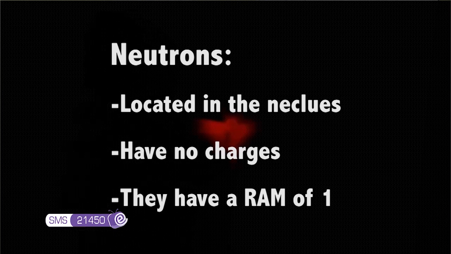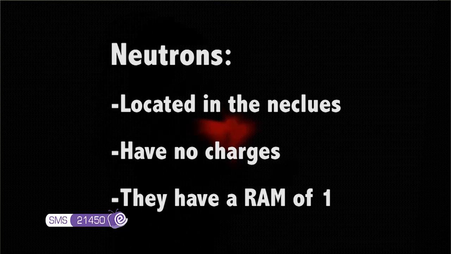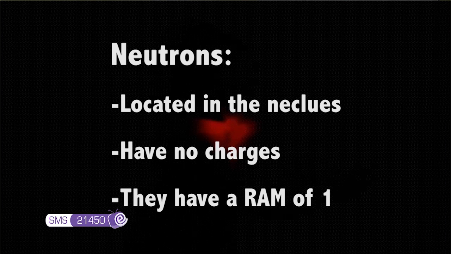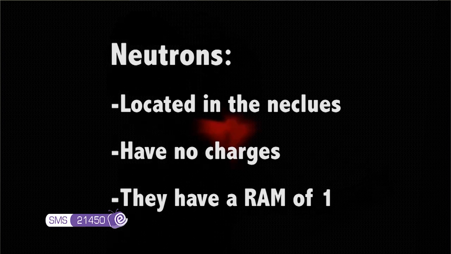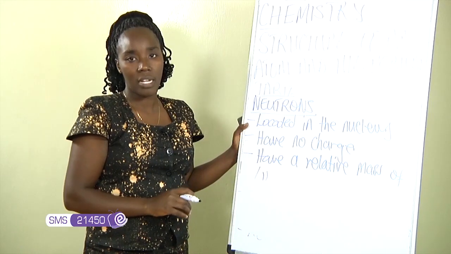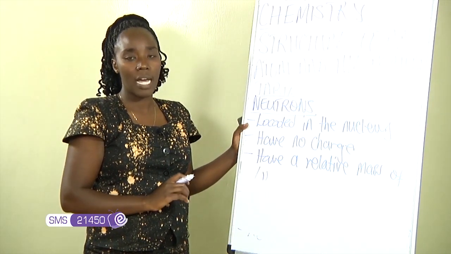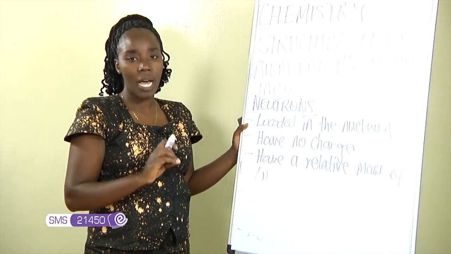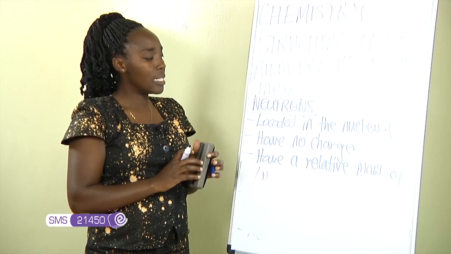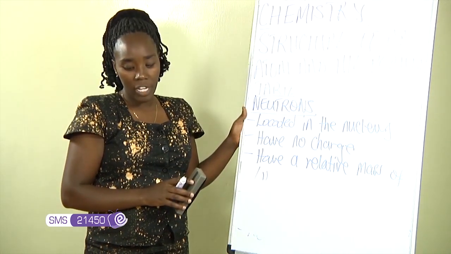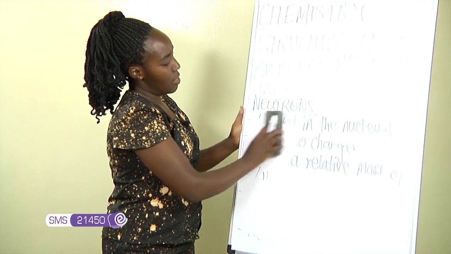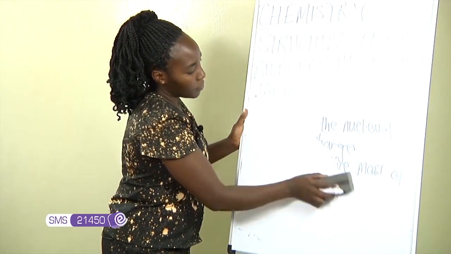What about the mass of the neutrons? The neutrons have a relative mass of 1. So just like the protons, they have a relative mass of 1. Remember what we've said earlier, that the protons and the neutrons are both found in the nucleus, and the electrons are found on the shells of an atom. Therefore, from there, let's see.